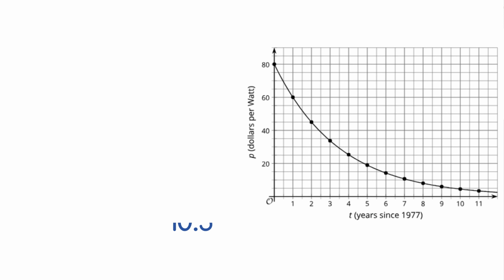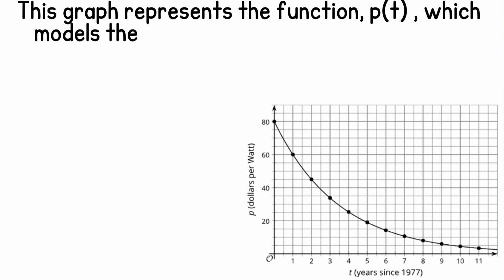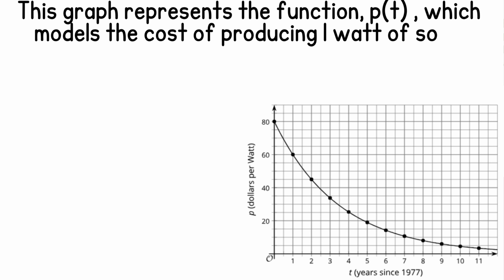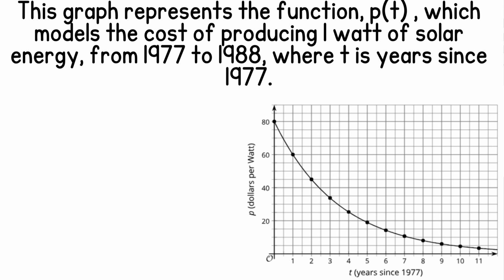Here's another example. This graph represents the function p of t, which models the cost of producing 1 watt of solar energy from 1977 to 1988, where t is the year since 1977. So when we look at our graph, we can see that the x-axis represents the year since 1977, and the y-axis will tell us the dollars per watt.